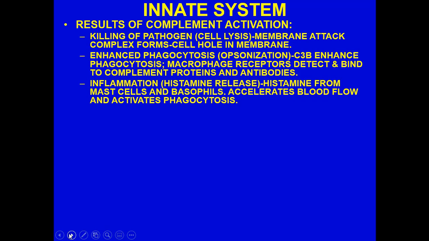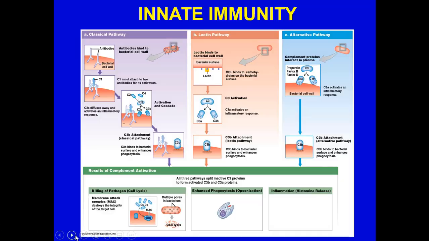You can also have enhanced phagocytosis. This is referred to as opsonization. The C3b enhances phagocytosis. It kind of flicks on and brings to the attention of macrophages. They have receptors that detect and bind to complement proteins as well as to antibodies. Also, what happens is inflammation, and you end up with histamine release from mast cells and basophils. These will accelerate blood flow and activate phagocytosis at the site where, let's say, there's an infection.